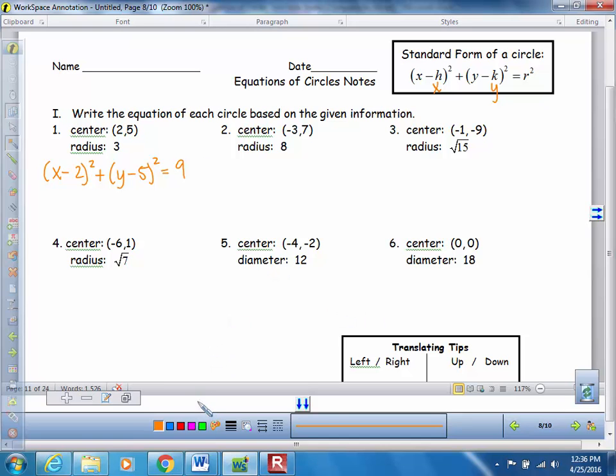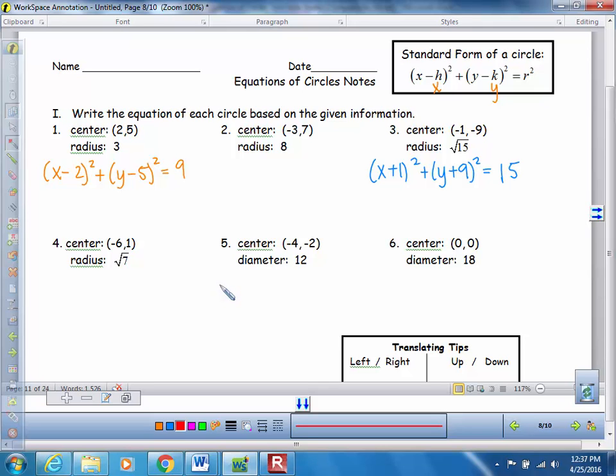Okay. Let's look at 3. So in 3, both of our numbers in the center are actually negative. So that's going to change our equation because our equation originally is minus. So this would be x, since it's minus a negative is plus, so it would be x plus 1 squared plus y plus 9 squared. And then what happens when you square the square root of 15? It just gives you 15. Very good.